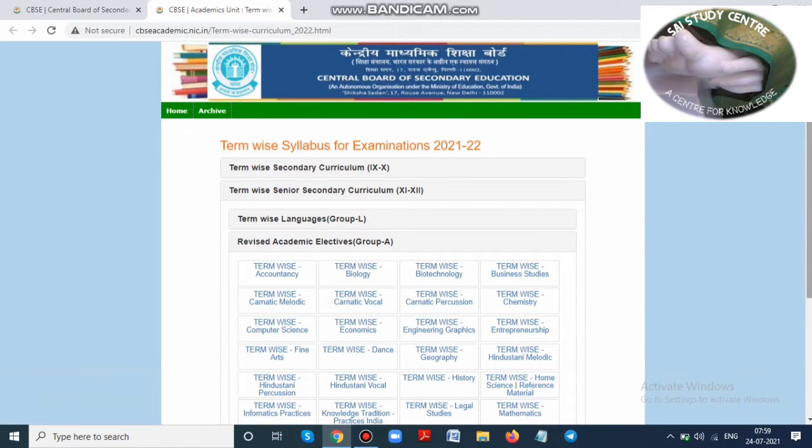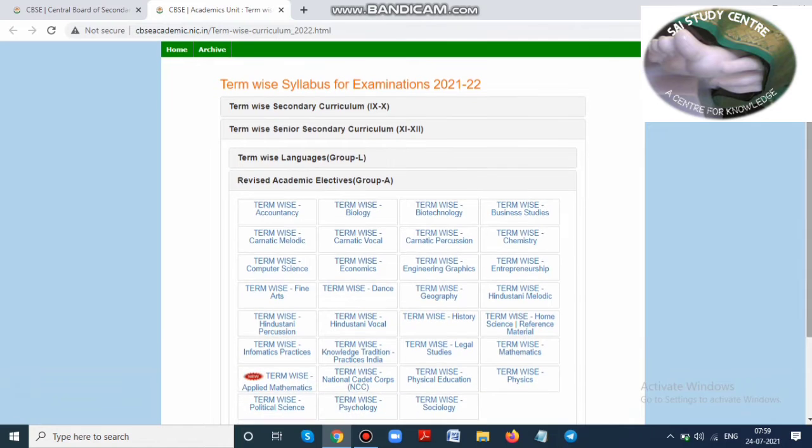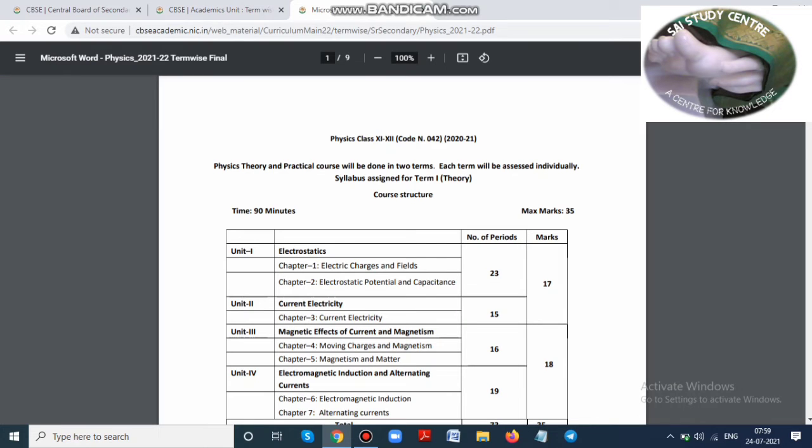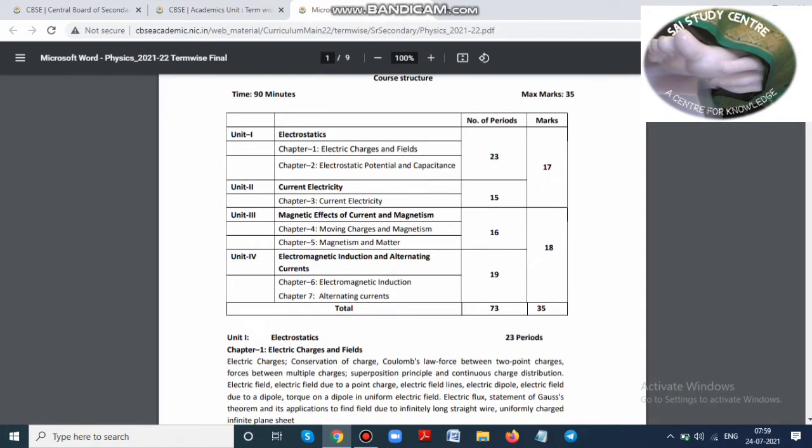So we'll go with what is the new syllabus of your physics. Click on term wise physics. You can download that. The PDF is loading. So it is given in the beginning itself. Physics theory and practical course will be done in 2 terms. Each term will be assessed individually. Each term will have a separate laboratory also.